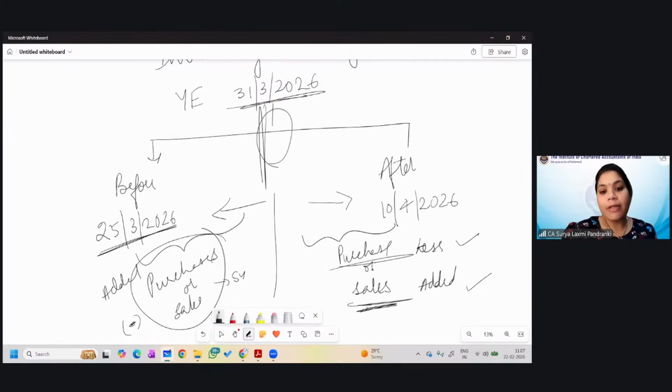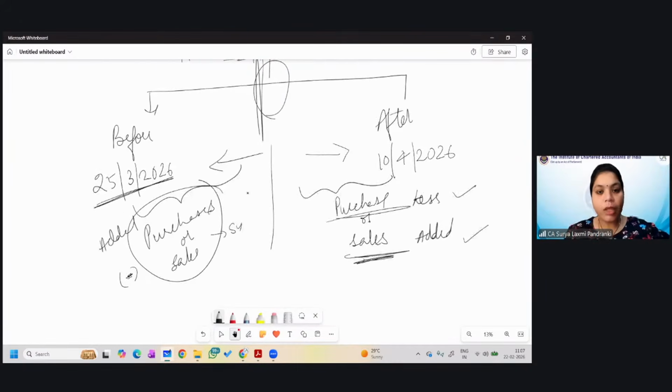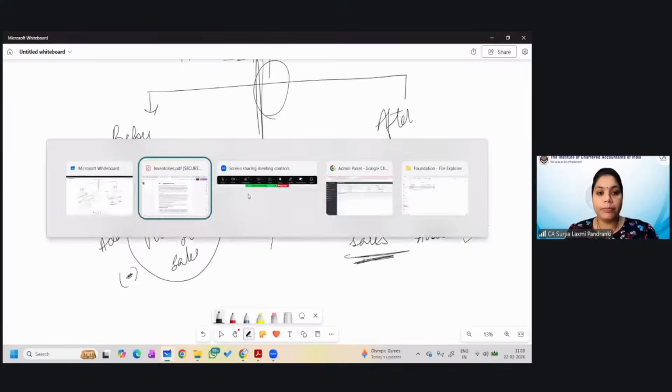So this adjustment has to be done if it is done either before or after. If you do this adjustment, then you will exactly know what the inventory is as on your year end date. That's the only thing we will have to do. I think we'll do a problem.